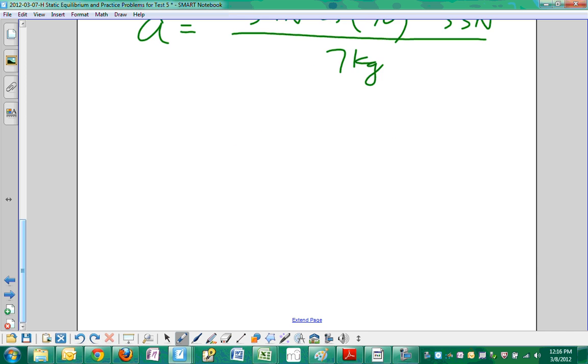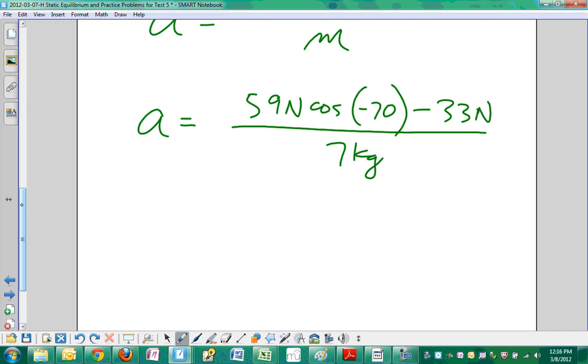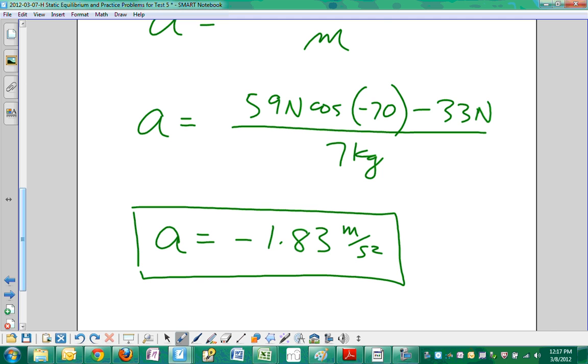So 59 cosine. Can somebody crunch up those numbers for me? A equals negative 1.83, but negative implies it's going left. That is correct. Let's check and make sure our units are correct anyway. Newtons minus newtons is newtons divided by kilograms. Kilogram meters per second squared divided by kilograms is meters per second squared. That's acceleration. So you are correct, Kate. The acceleration magnitude is 1.83 meters per second squared. The direction is negative.